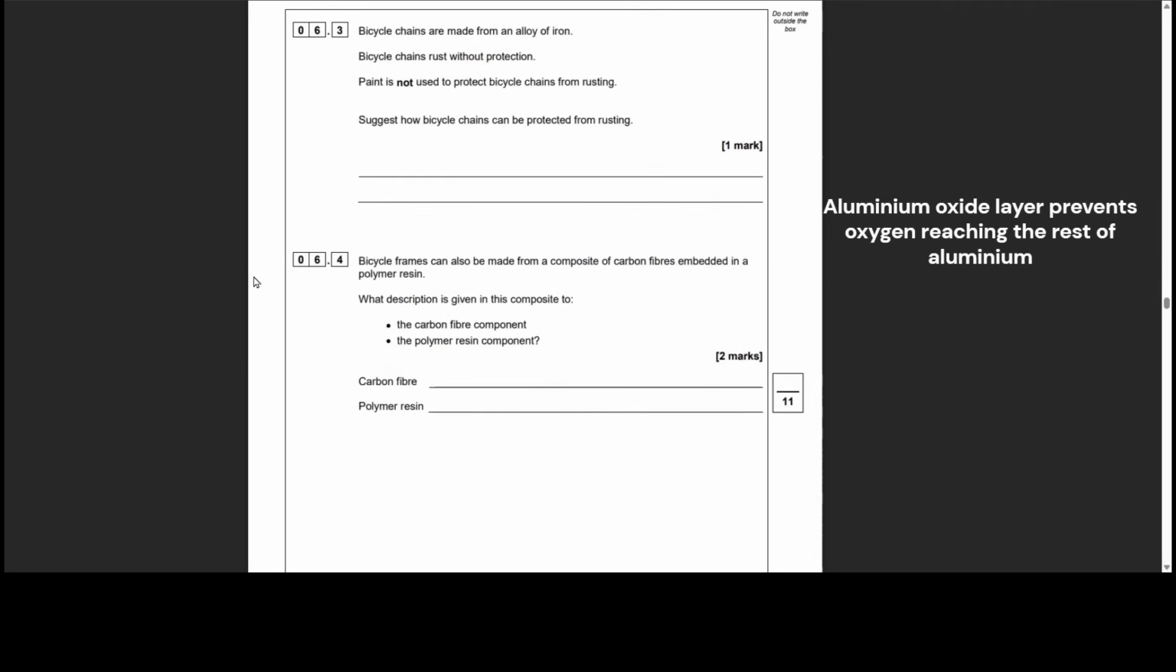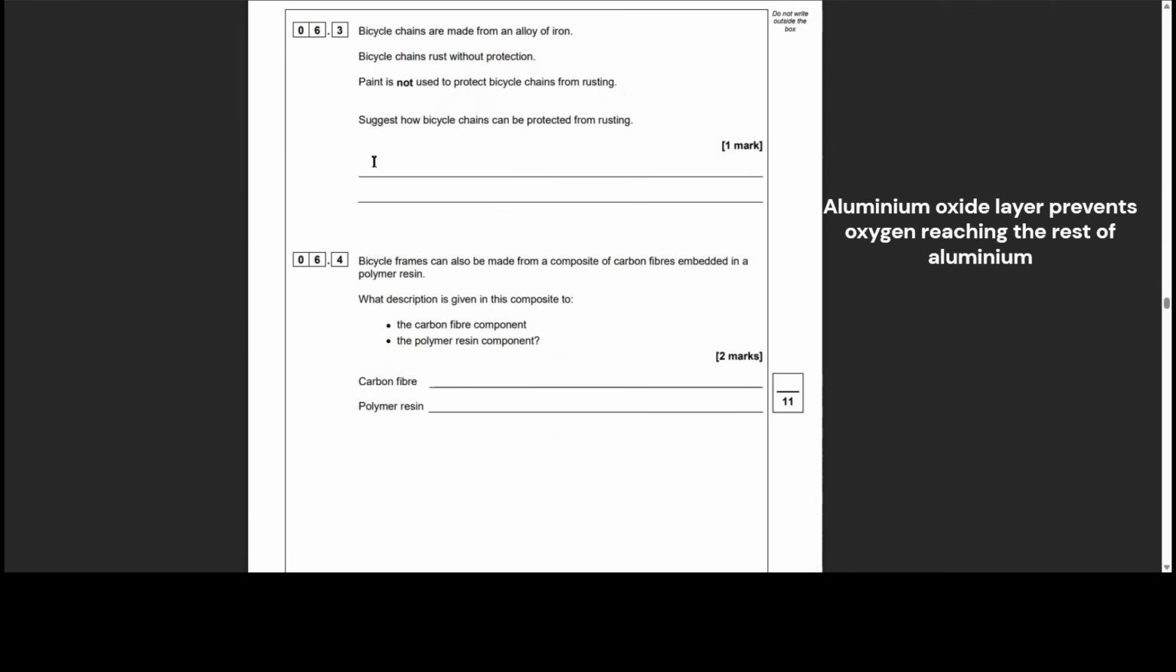That's why we use aluminium on window frames, and even your pencil sharpener is probably made of aluminium. When you take it out of the packet, it's got a white silvery shine on it. That's aluminium oxide. Bicycle chains are made from an alloy of iron. Bicycle chains rust without protection. Paint is not used to protect bicycle chains from rusting. Suggest how bicycle chains can be protected from rusting.